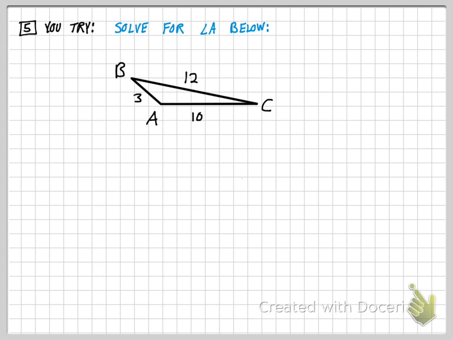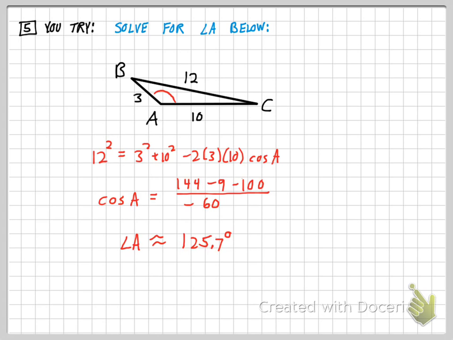Okay, another example or another picture. Your job in this problem is to find angle A. See if you can set up an expression using law of cosines and solve it. Okay, again, the most important thing here is starting with the side across from the unknown angle or the angle that you're looking for. So 12 squared is going to be 3 squared plus 10 squared minus 2 times 3 times 10 times the cosine of angle A.